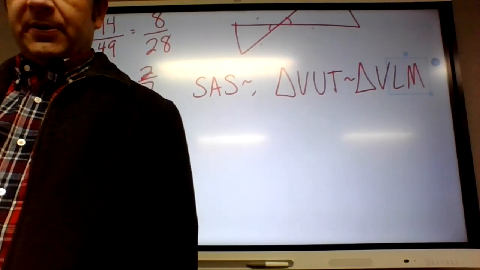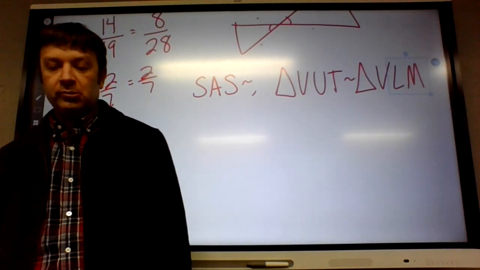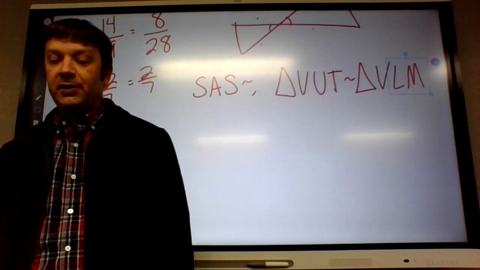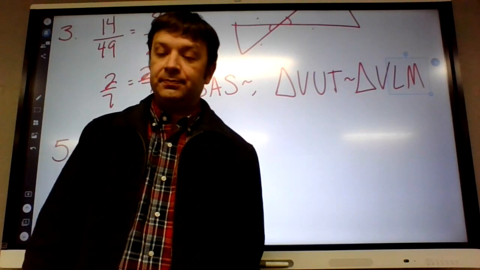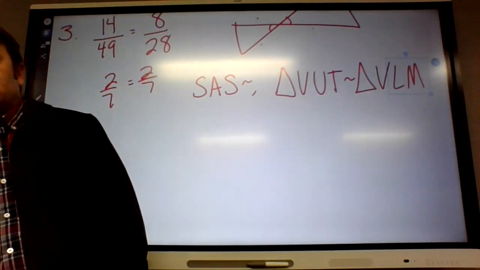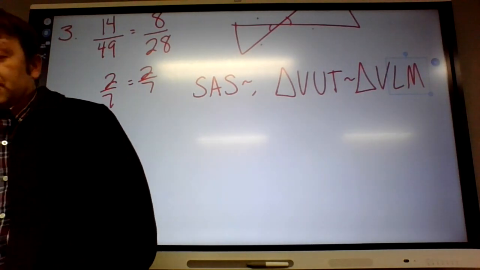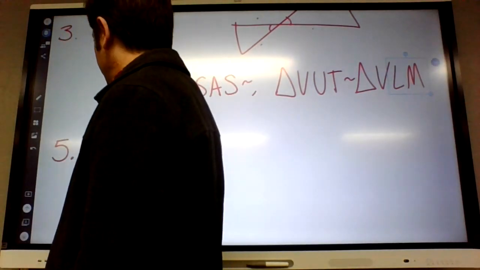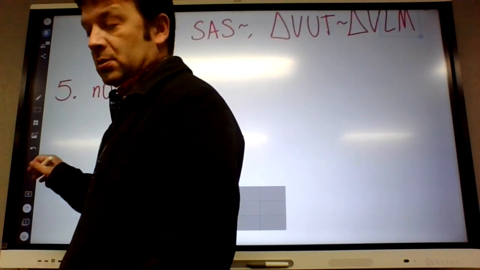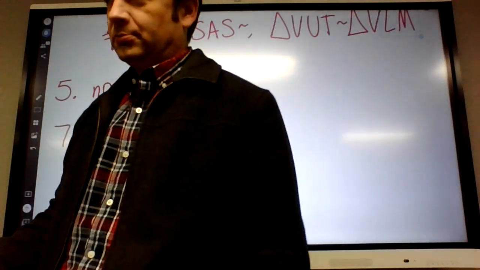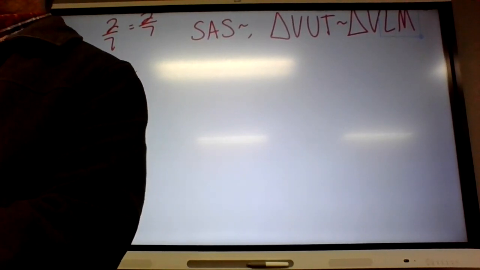Okay, number 5. Do we have enough to say those two triangles are similar? No. What do we have that is helpful? Angle. What angles have to be the same? The vertical angles, that's one angle. Do we have anything else? No. So number 5 is not enough info, so we should say no.